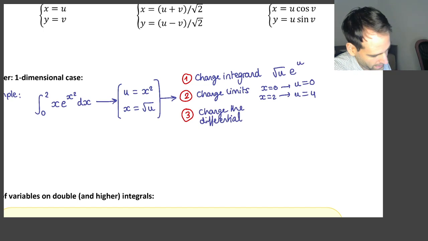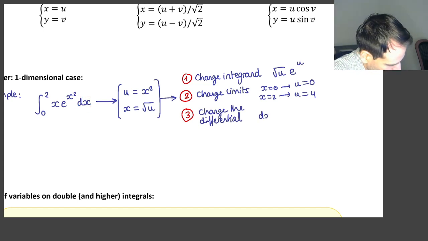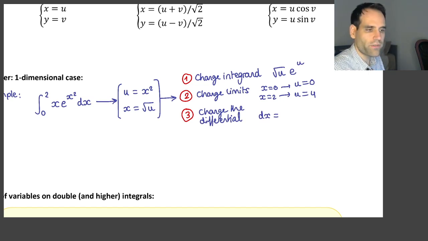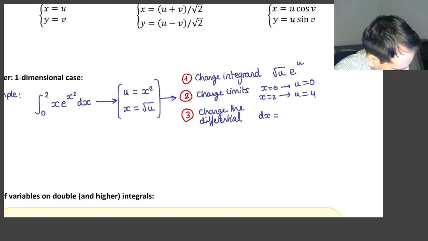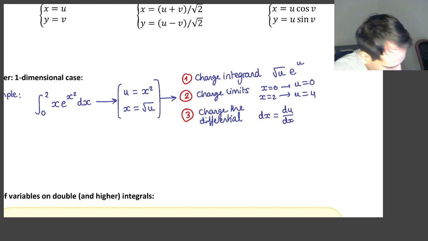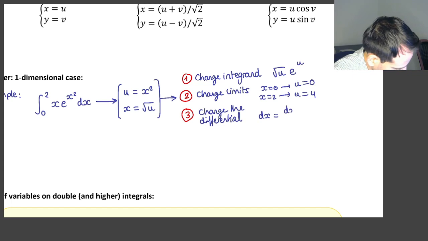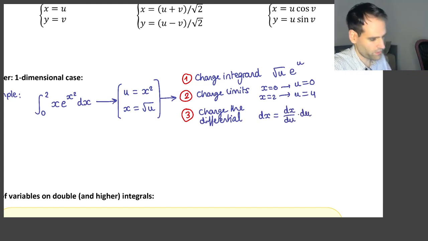So you had dx here, but you need to change that. To change that, you use the trick of the product rule, right? So you say that dx is equal to dx over du times du, right? Because the du's cancel out and you end up with dx.